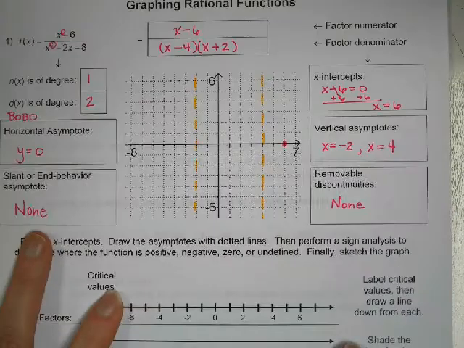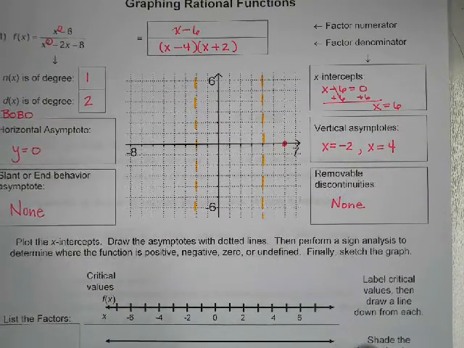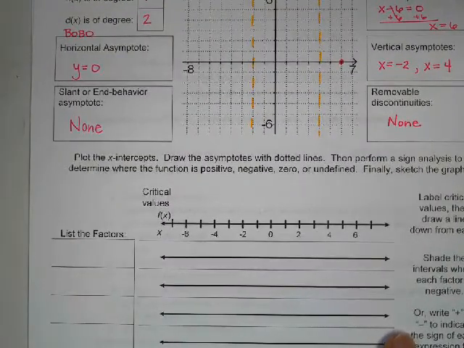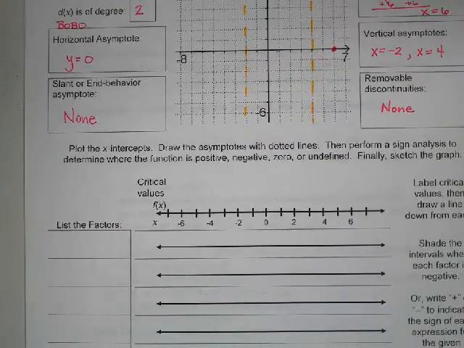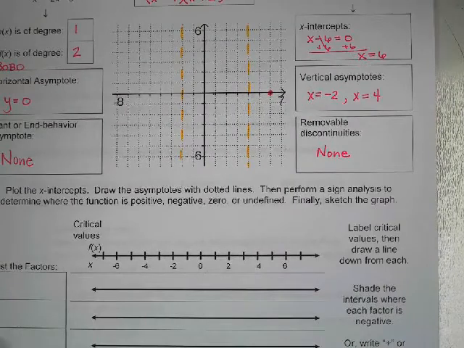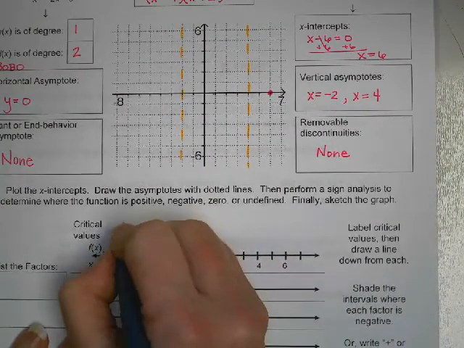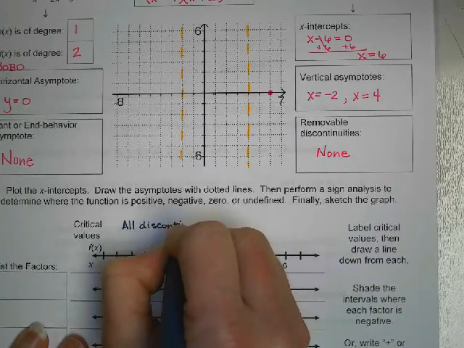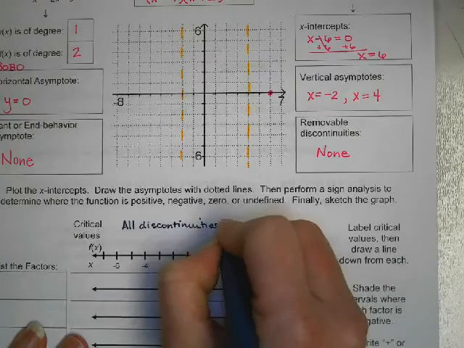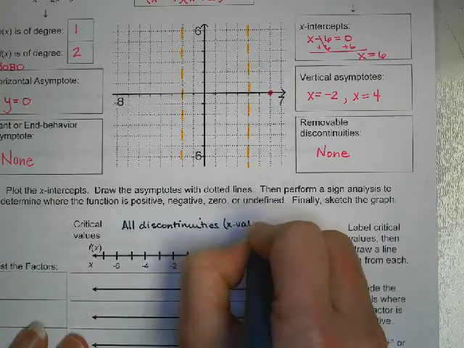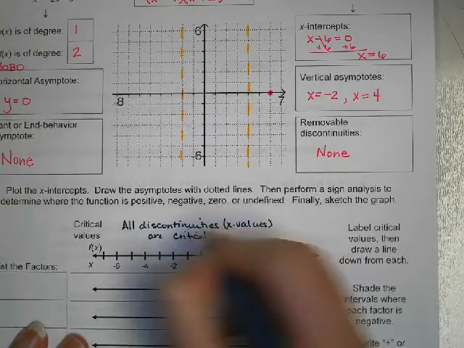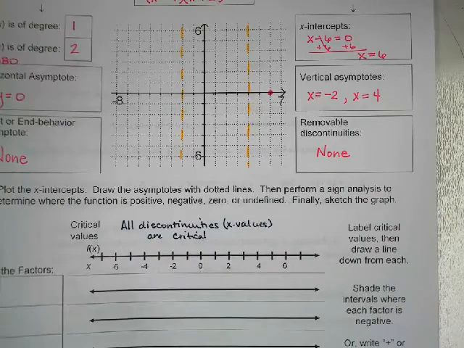All right, so now we need to identify what our critical values are. Critical values are anywhere on your graph that you have a discontinuity. It's the x values that are causing the discontinuities that are your critical values. So this number line down here, we're going to put all of our critical values on there. I have critical values on this particular graph at -2 and 4. Those are both vertical asymptotes. I also have a critical value at x equals 6. It's critical because that is an x-intercept. That's a 0. That's a solution to this problem.